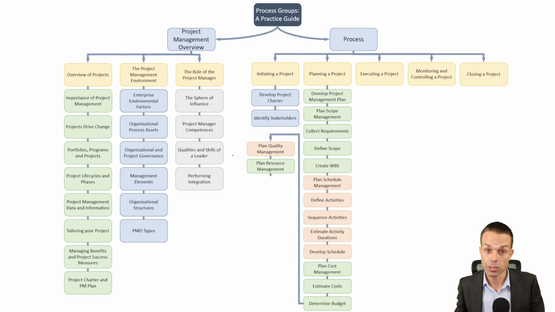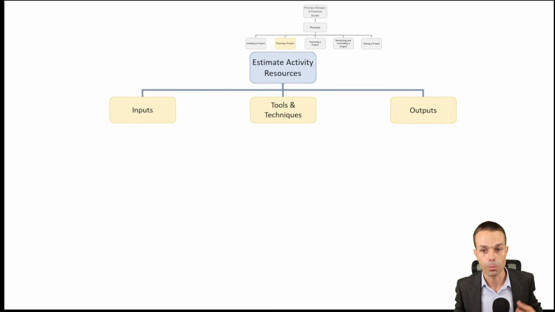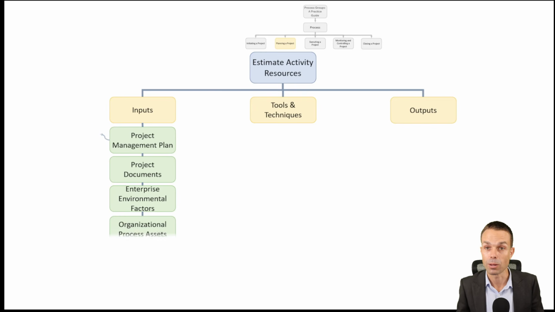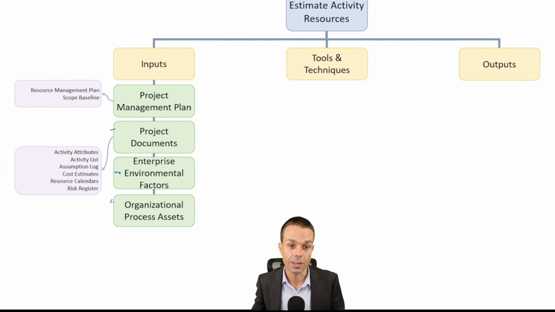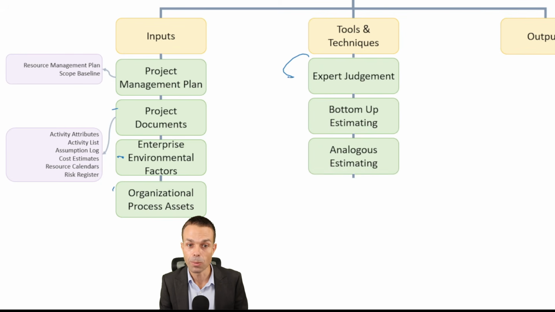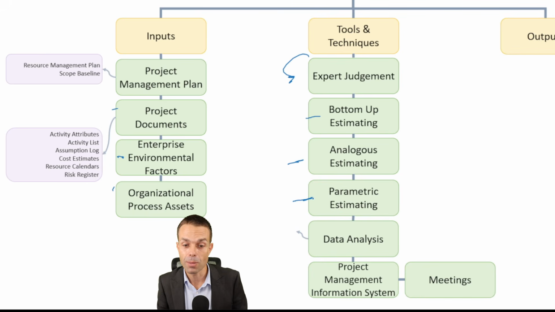Now that we've planned resource management, we can start estimating the resources that we need for our project. And you'll remember the estimating techniques that we have, but first we need our project management plan, project documents, EEFs and OPAs, and the tools and techniques, expert judgment from the right people, and then bottom-up estimating, analogous estimating, parametric estimating, and all of those things can help us estimate those resources.